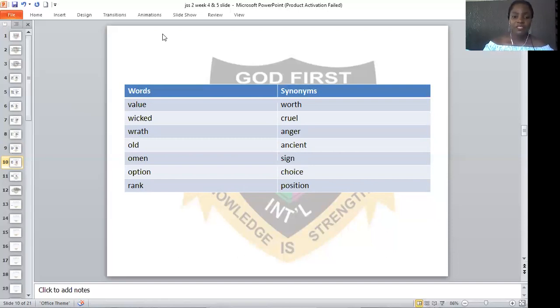So we have the next, which is old. This is a very old city. So the synonym for old is ancient. This is a very ancient city.